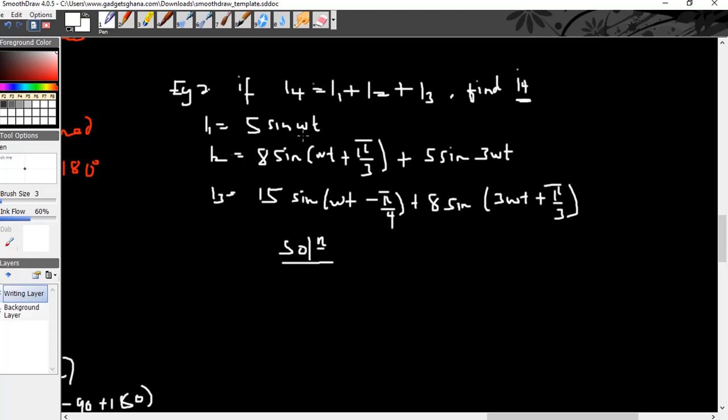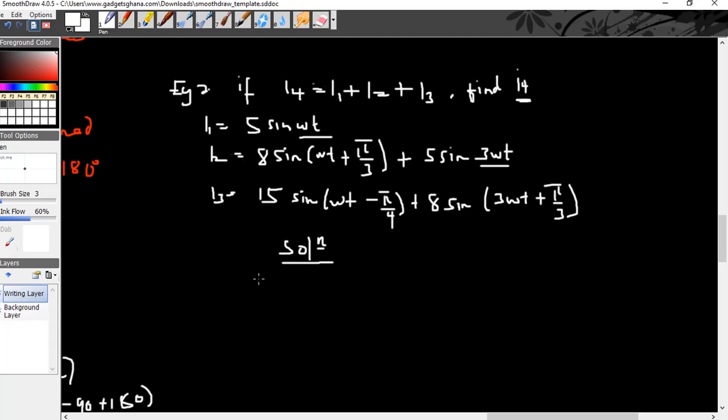I don't want to be using terms. So we have 5 sine wt, and then we have 3 wt. You can notice that we have 2 different frequencies, so we have to solve for both frequencies. Now let's start from the first frequency.